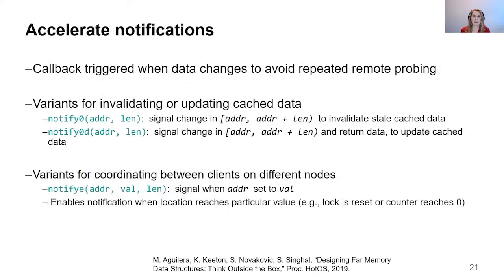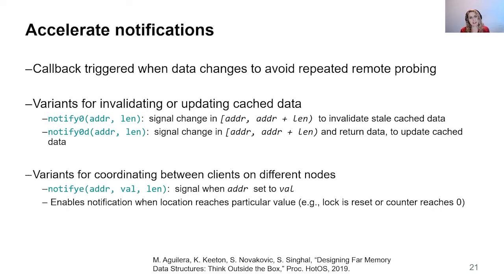So the final primitive set that we proposed in the HotOS paper was a way to accelerate notifications. Normally, if a compute node wanted to know whether it had the most up-to-date data, it could repeatedly probe the far memory to understand what was the most up-to-date version of the data. But that's costly, and we would like to avoid that where possible. Imagine if we could have some sort of a callback that would be triggered only when that data changes, so that we could avoid this notion of repeated polling.